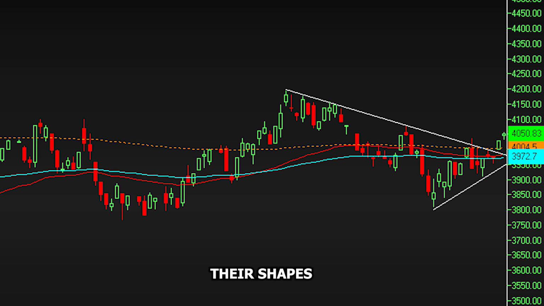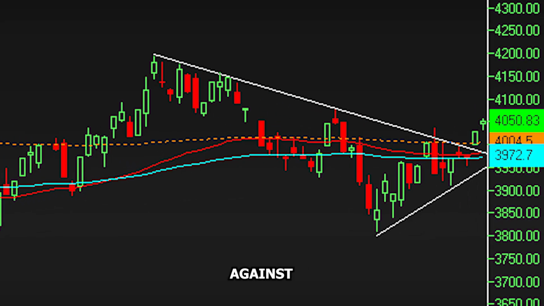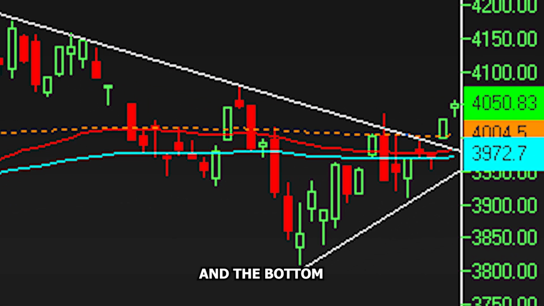And if everyone knows their shapes here, they know that we're looking at a symmetrical triangle that is converging. And you're seeing the S&P 500 get to a point where it's bumping up against the top and the bottom, and it has to break out one way or the other. It either breaks out to the top or it breaks out to the bottom.